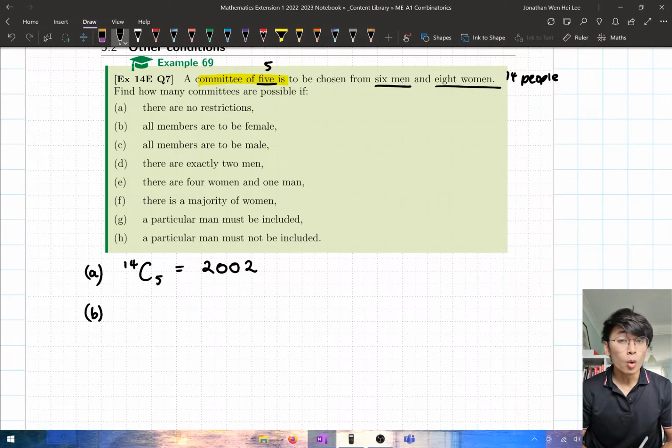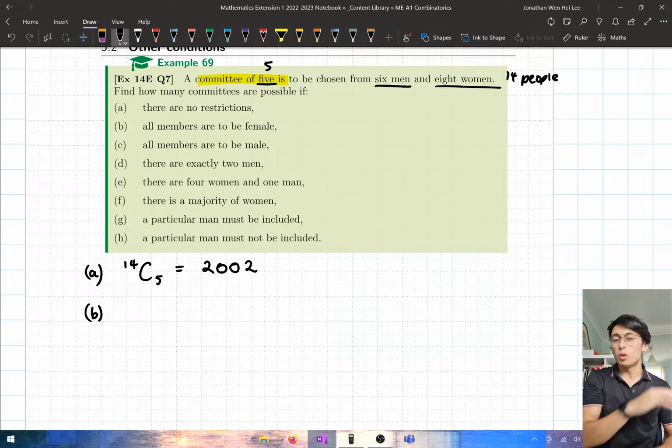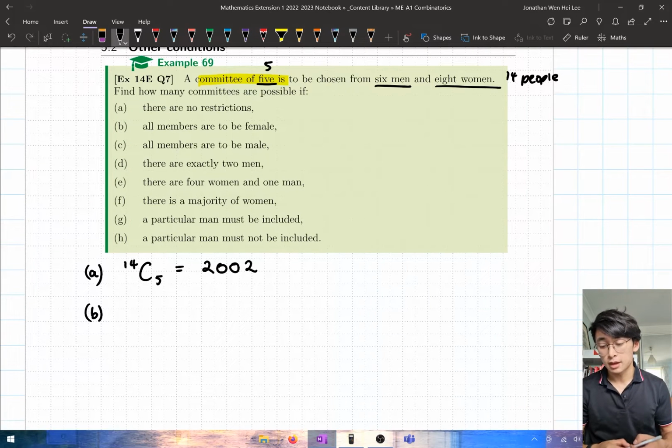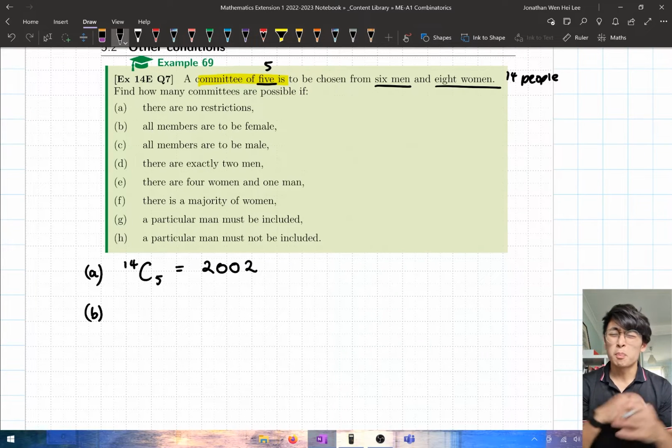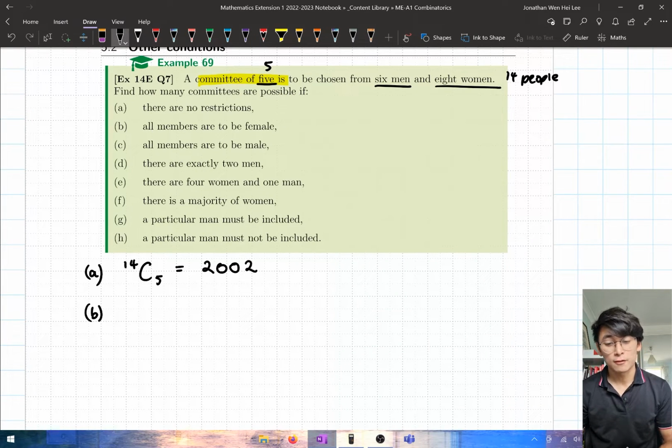Part B, all the members are to be female. Now, if we want all the members to be female, that means that we actually need to change a few things. And it means we either need to change the number of things that we can select from or the number of things that we select. Or actually a combination of both. So let's think about this one. If all the members are to be female, what does that change about my choice? Well, we're still selecting 5 people. That's fine. But it means that the pool that we're selecting from is going to be different.